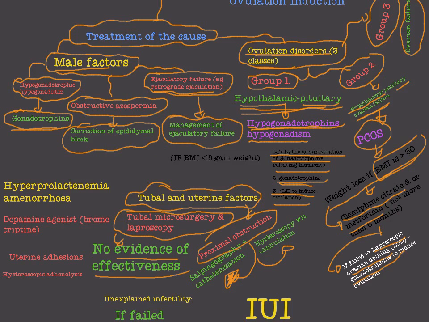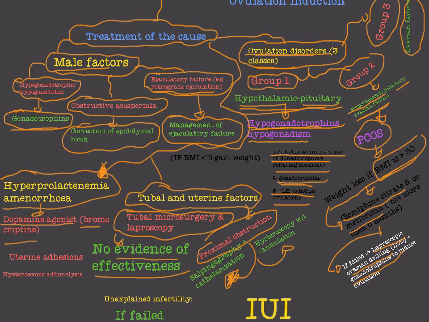What if the cause behind infertility was hyperprolactinemia? Then we have to give something that reduces the prolactin, and as we all know, dopamine is the inhibitor of prolactin secretion. So we have to give a dopamine agonist. Bromocriptine is a good example of a dopamine agonist, bromocriptine.